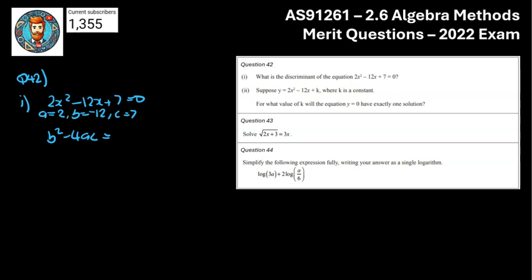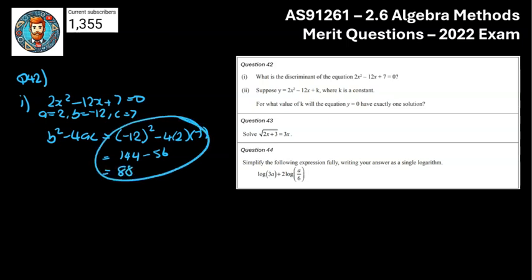So b squared is going to be negative 12 squared, and I'm putting it in brackets because I'm subbing in a negative number. And then I need to do minus 4 times a, which is 2, times c, which is 7. So negative 12 squared, that's 144. Don't write negative 144 there. A lot of math errors happened, I imagine. And then we've got 4ac, so 4 times 2 is 8, and 8 times 7 is 56, isn't it? So we're going to go minus 56. And when I do that simple math, my discriminant is 88.